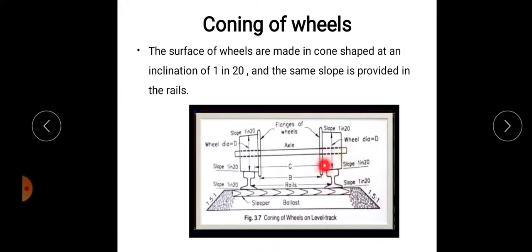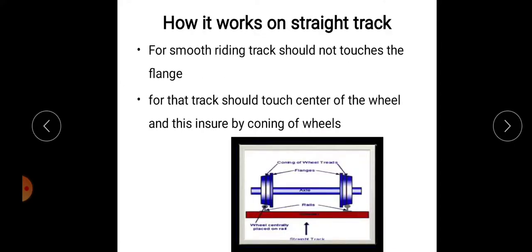So why are we providing this type of cone section? That we can discuss. In a railway track there will be straight portions and curved portions. We can look at how this coning works on a straight track, that is, while the train is moving on a straight track, how the coning will help.